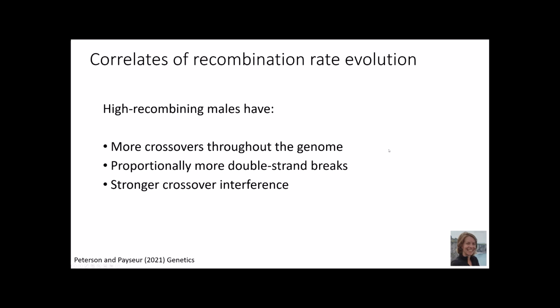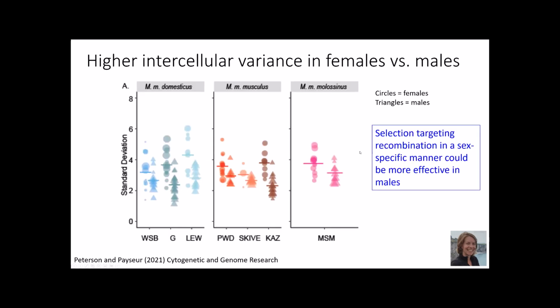And somewhat surprisingly to us, they also show stronger crossover interference, meaning that the spacing between crossovers, when you have two of them on a chromosome, is bigger or more regular than you would expect if they were happening at random. So that's a bit of a mystery, but that's what April found.